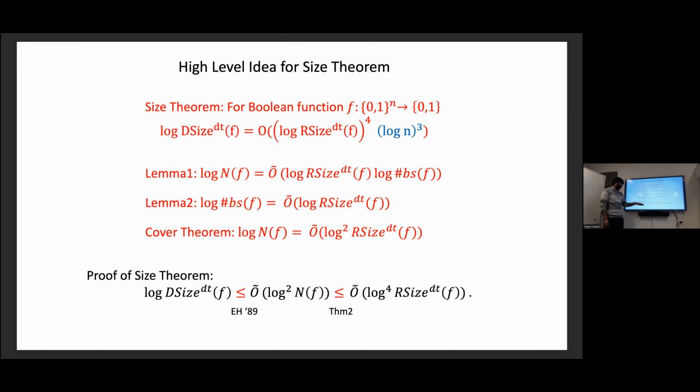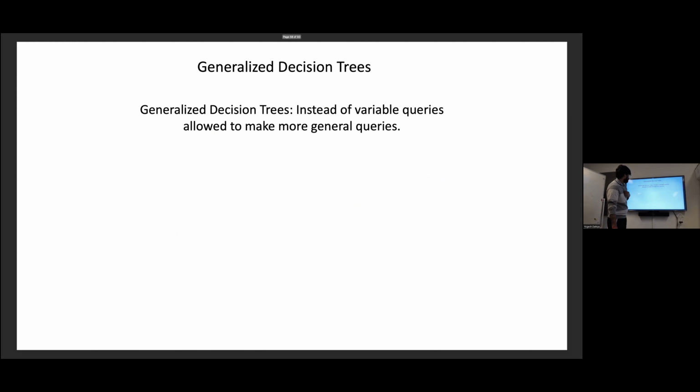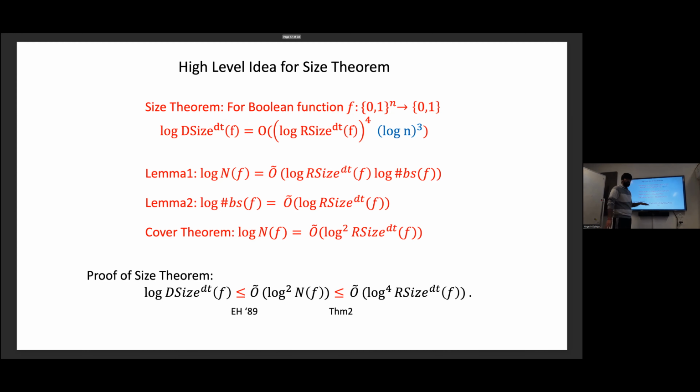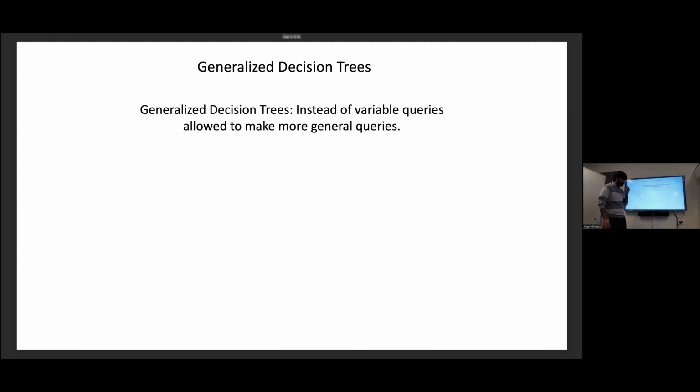So now we can first apply the Herenthofen-Hausler result to go to log square of cover number, and then we can apply this cover theorem to go to log of randomized size to the power 4, and there will be 3 log n's as I pointed out. I'll say more on this in the second half, and so let me move on to other consequences of our size theorems.